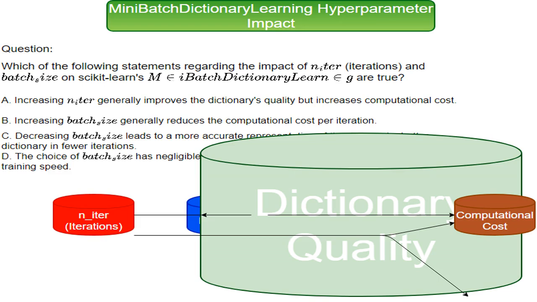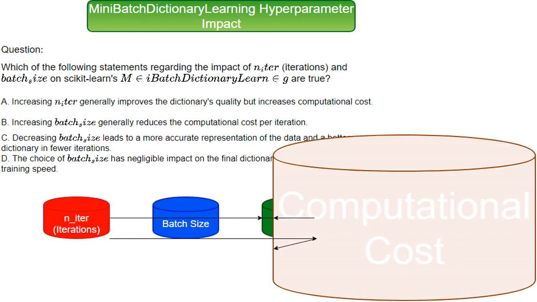This refers to how good the dictionary learned from the data is. A higher quality dictionary will better represent the input data. This is simply how much computing power and time the algorithm needs to complete. I want to find a balance between computational cost and achieving a sufficiently good dictionary.